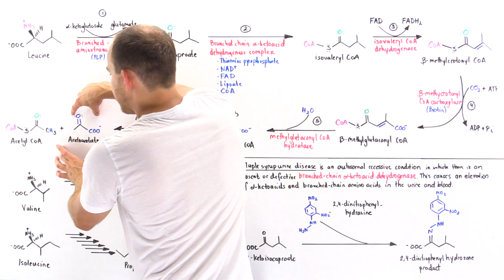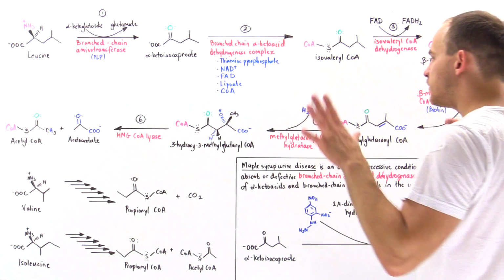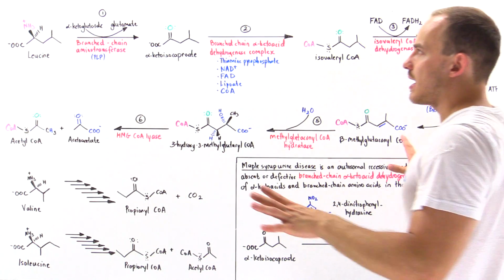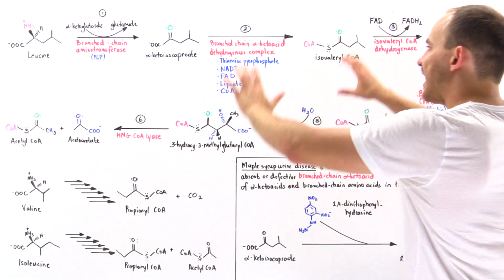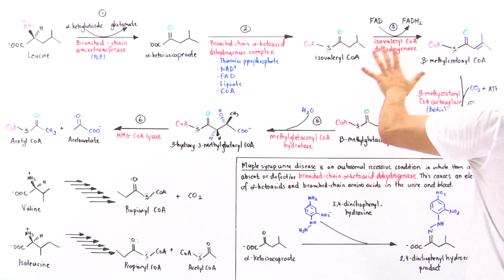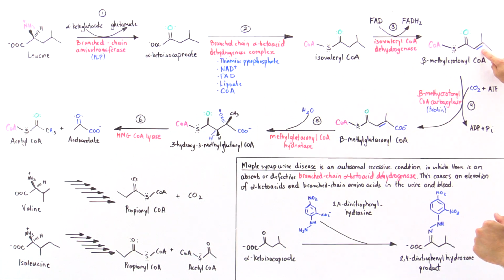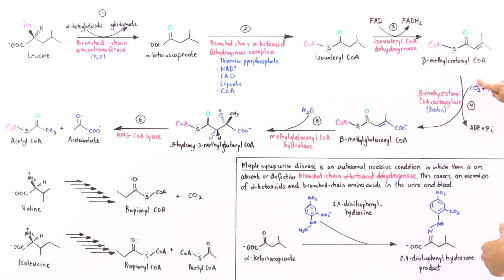It forms acetoacetate and acetyl coenzyme A. So this is our 6-step process. So again, a transamination, then we have an oxidative decarboxylation, followed by dehydrogenation, forming of this pi bond. Then we have a carboxylation, attaching of a carbon dioxide.